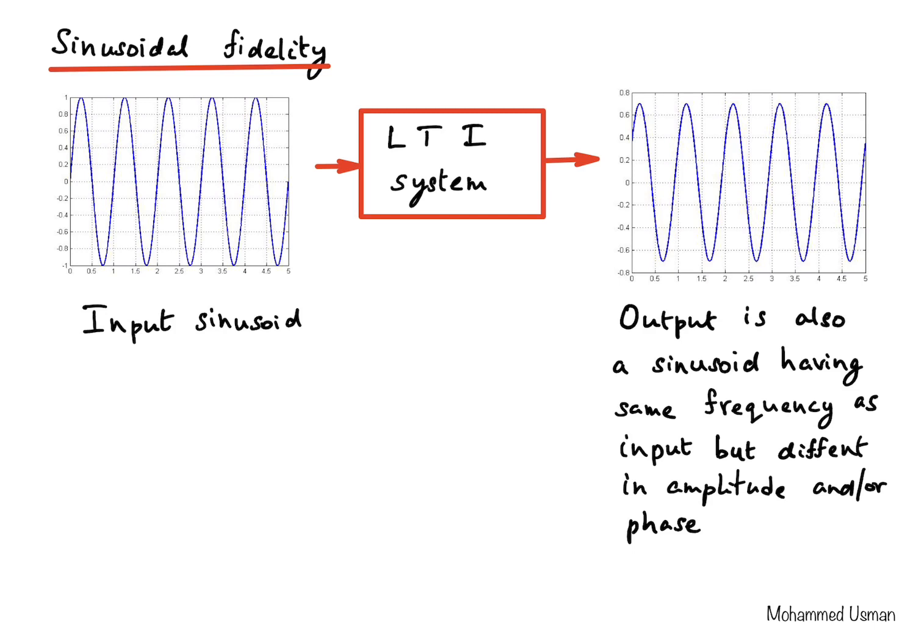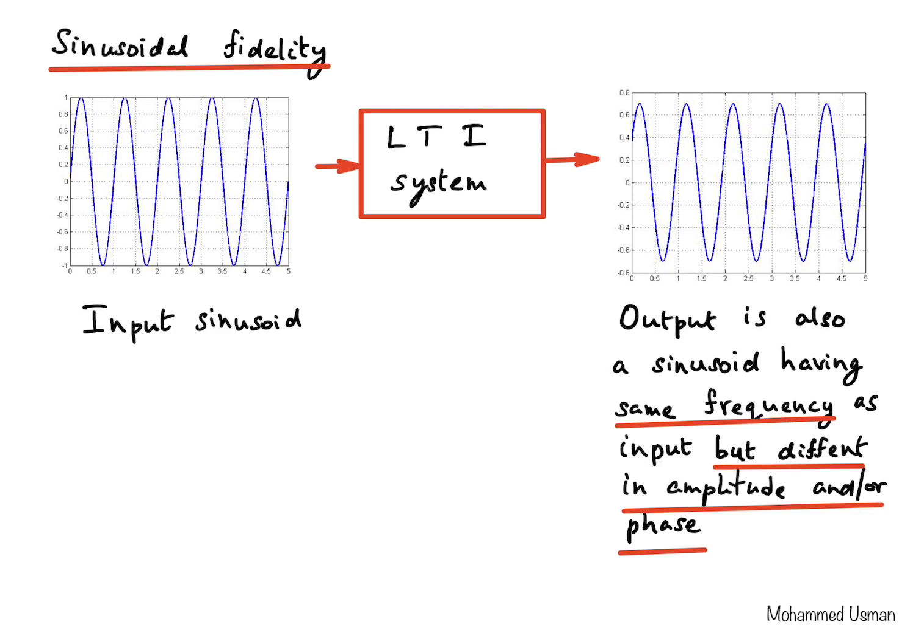So what we notice is the LTI system maintains the sinusoidal shape of the waveform at the output when the input is a sinusoid. The only change that happens is in the amplitude and phase. The output has the same frequency as the input. It has the same shape as the input, which is a sinusoid, but the only difference is in the amplitude and or phase. And sometimes there may not be any phase change as well. So this we call the sinusoidal fidelity of LTI systems.